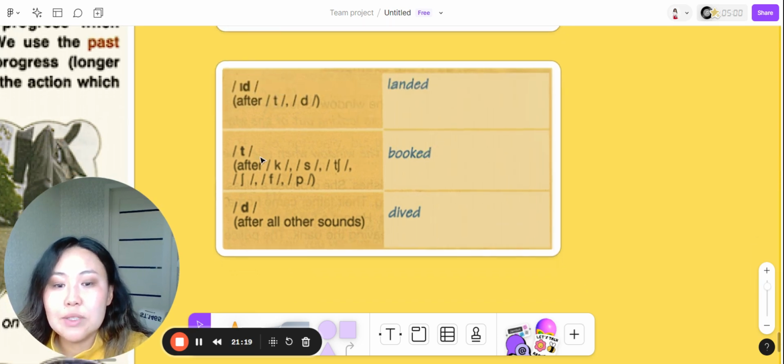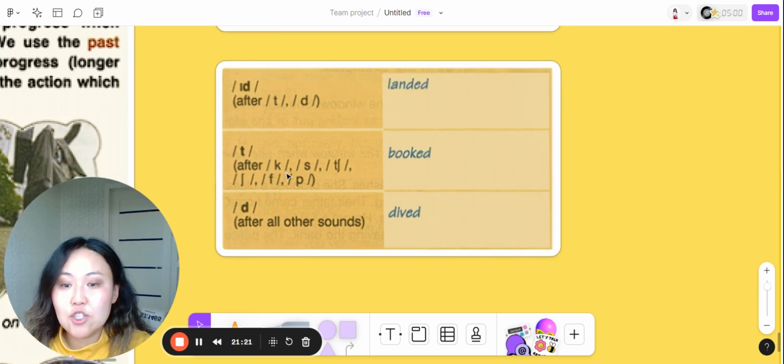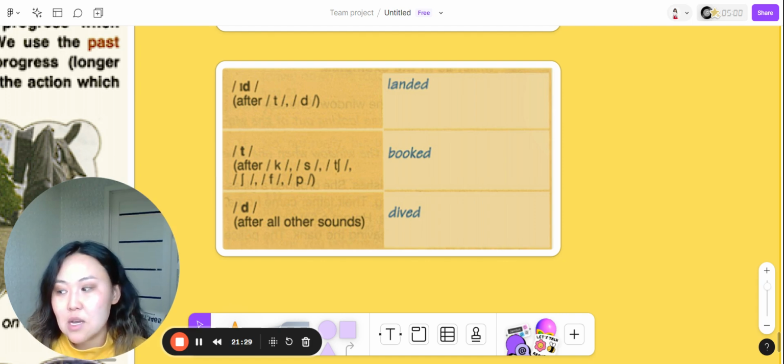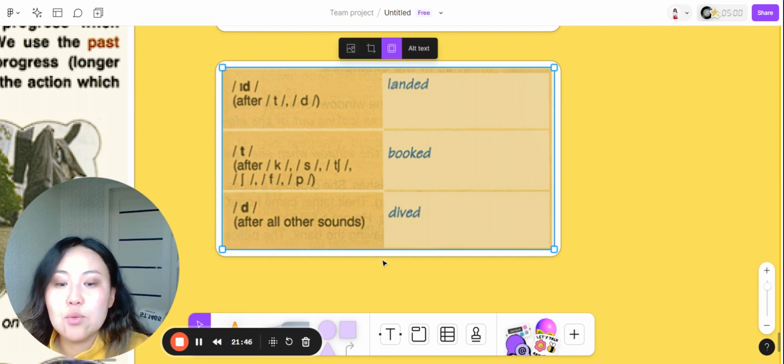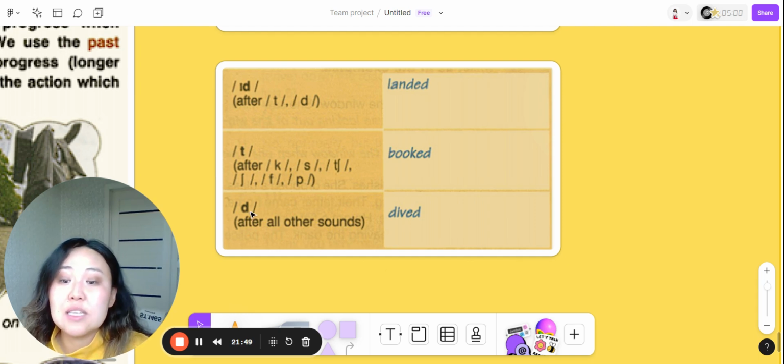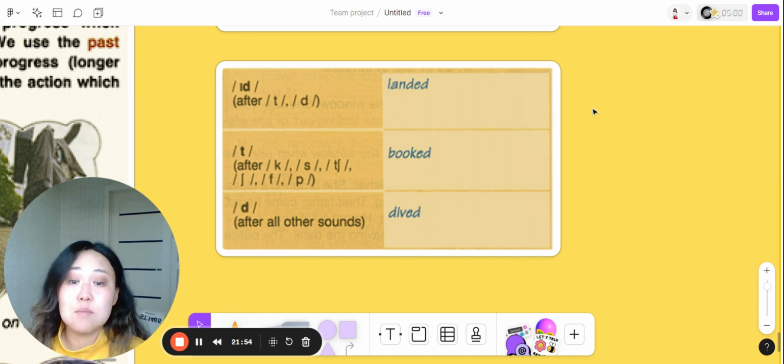When it comes to such sounds as k, s, ch, sh, f, p, like kind of silent letters, we pronounce the ed ending as t. Booked, stopped, helped. It won't be stop-ed, help-ed. It will be stopped, helped. And when it comes to other sounds, we usually pronounce the ed ending as d. Dived, danced, and some other ones.